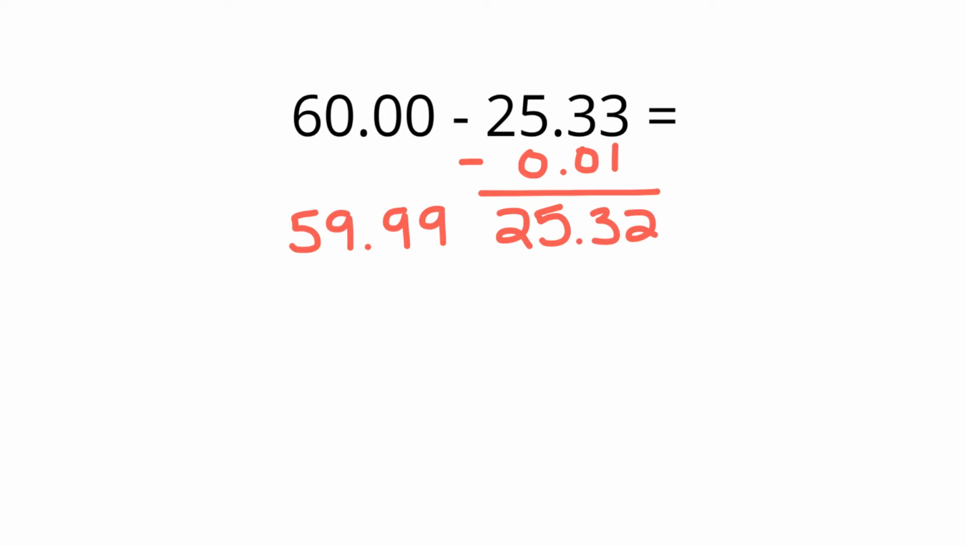A bit of a trick to help you with these questions where you have to borrow across a whole bunch of zeros is to actually change the numbers you're working with. So let's take a look at this. When I take a look at my 60.00, I'm going to take away 1/100th from this number. When I do this, I end up with 59.99. I'm now going to do the same thing to the 25.33. I subtract 1/100th from that, and that leaves me with 25.32.